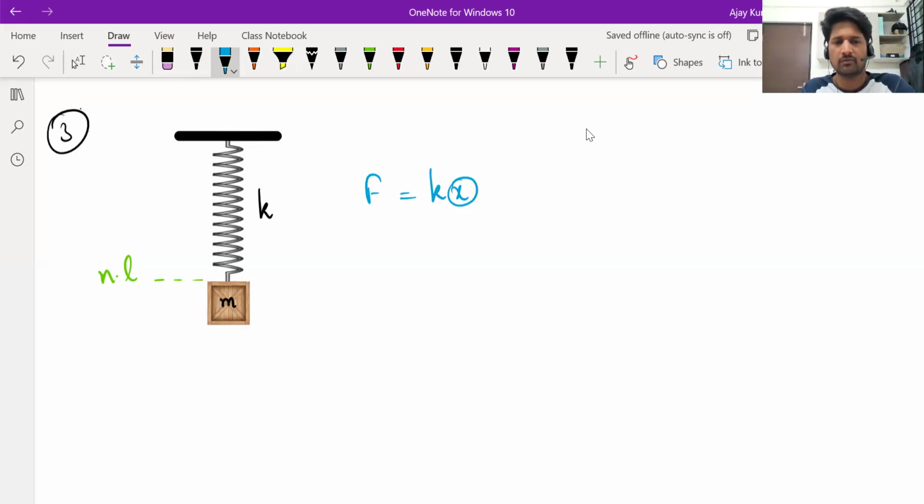Pawan, why did you say the block will not be in equilibrium? Sir, because there is no spring force acting, only mg is acting on it, so it won't be in equilibrium.